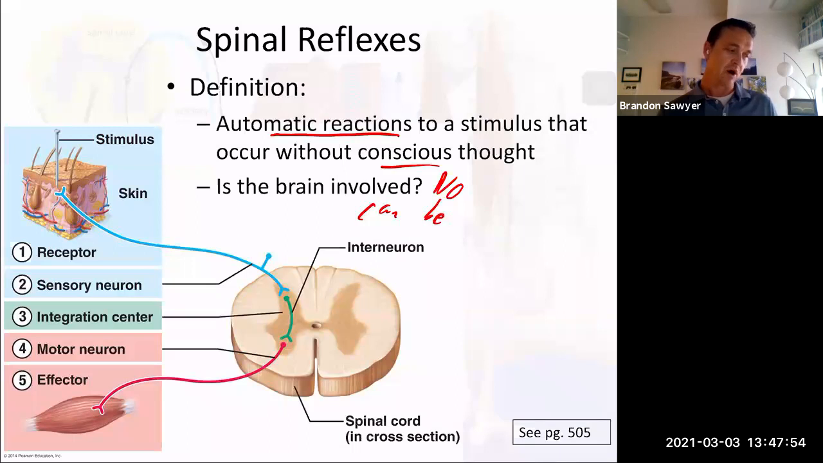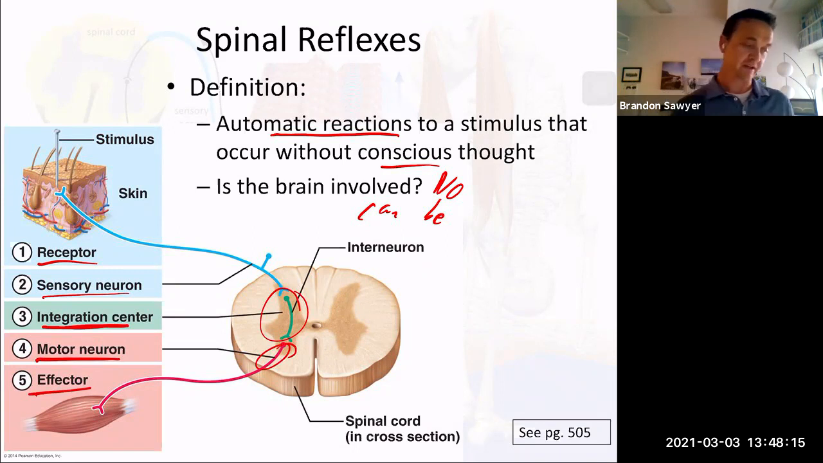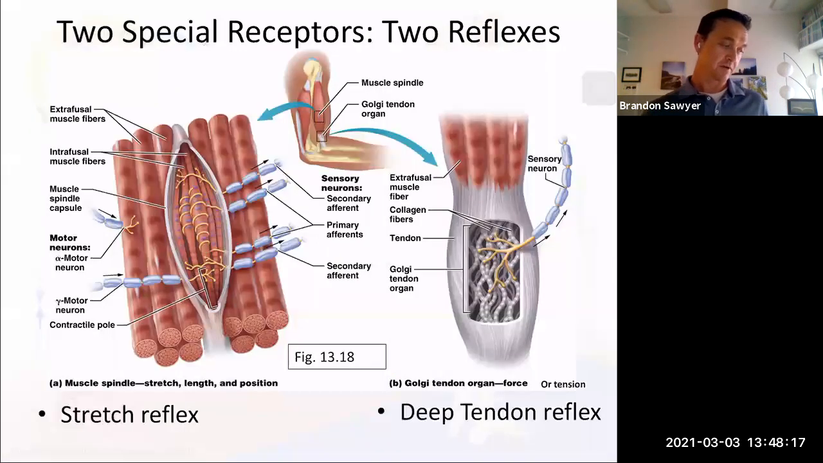Okay, and so all reflexes involve the same basic things. They all involve a receptor, a sensory neuron, a place where that information gets integrated in the spinal cord, a motor neuron, and then an effect, right? Where it goes out to a certain muscle and has an effect. Okay, so we're going to look at a couple of those right here. Okay, two special reflexes driven by two special receptors.